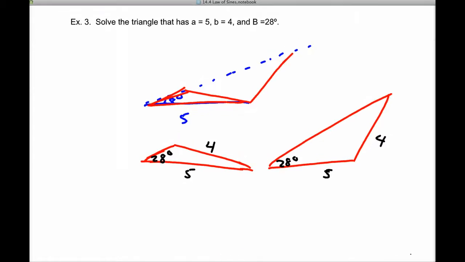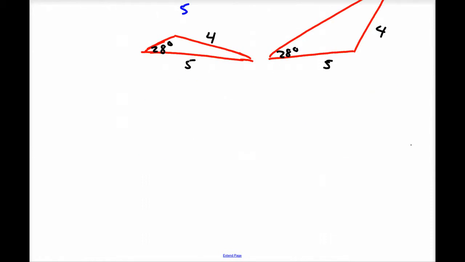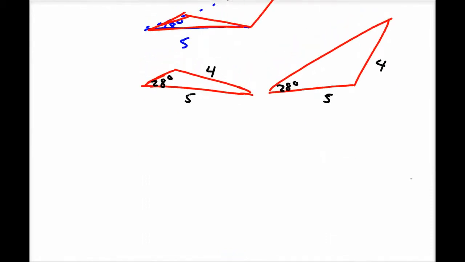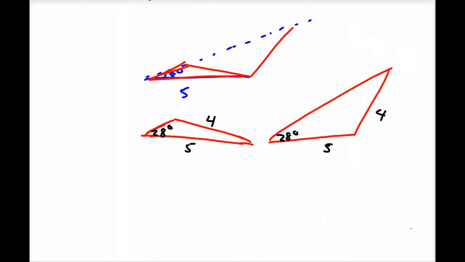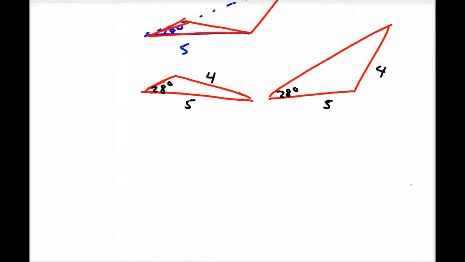Is the work the same? Well, I know 2 sides and 1 angle on both. So I need to find an angle. So I'm going to use sine on top. I know 4 goes with the 28, so I'm going to go sine of 28 equals.